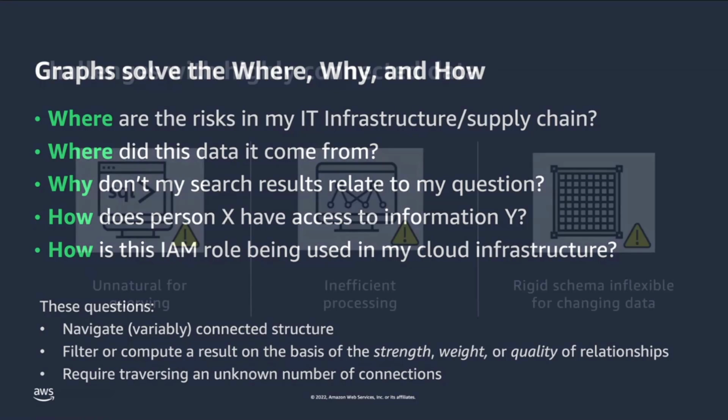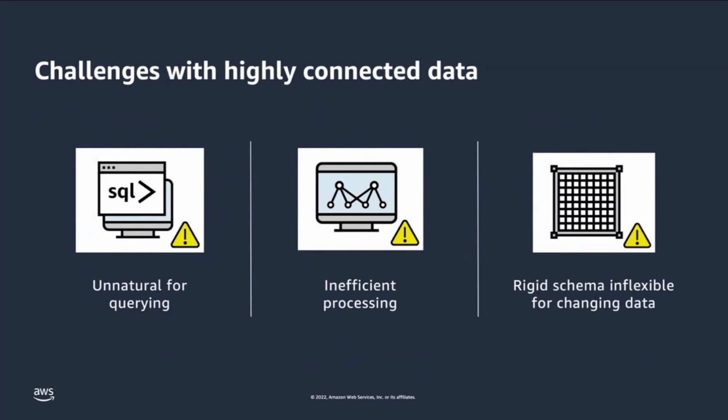And why is this? Well, there's a few challenges around using many other technologies with highly connected data. First, they tend to be a little unnatural for querying that data. And this tends to lead to inefficient processing of that sort of information. And most other databases or data technologies tend to have a rigid schema that's really inflexible for rapidly changing data, which most of the use cases we've talked about today, be they fraud graphs or knowledge graphs or security graphs or identity graphs, really tend to require.